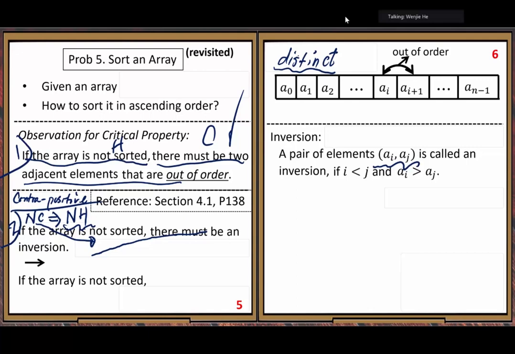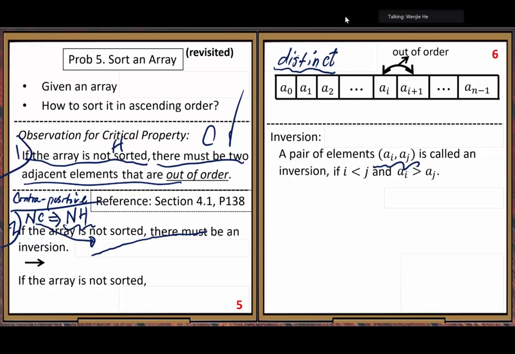What sentence makes one inversion wrong? Zero inversion makes it wrong. Two inversions does not make it wrong, right? Because two inversions contains one inversion. So the only way to make it wrong is there is no inversion. That's the way we negate it. That's the NC, negating the conclusion part.